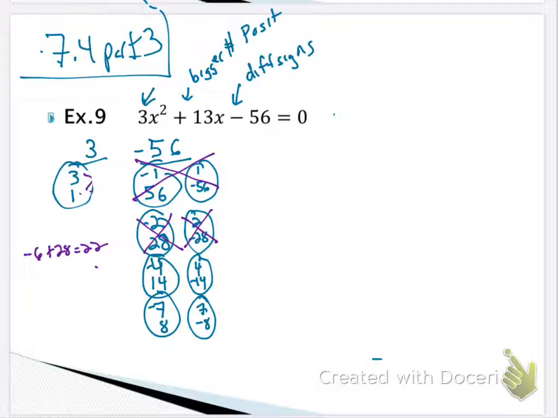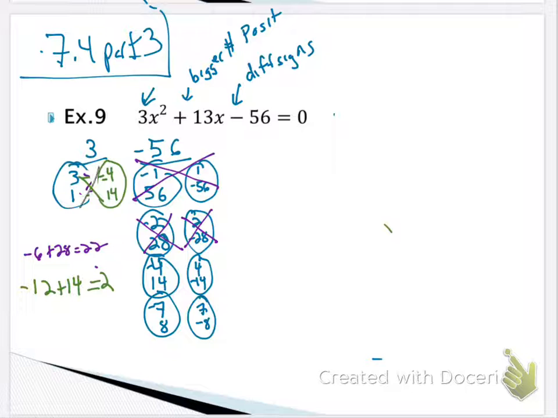4 and 14. So again, we are looking for this to add to 13. So we have 4 times 3, which is 12. Ooh, I have a negative 4, negative 12, plus 14. And that gives me 2. So that's not going to work. So then let's switch it up.